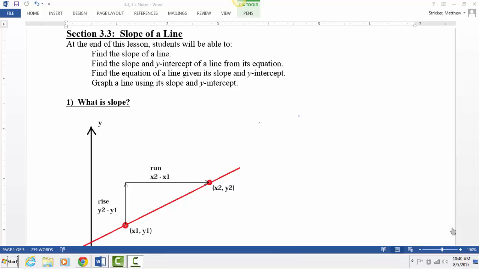This video covers sections 3.3 and 3.5 from your text. And looking at section 3.3 first, we're going to introduce the concept of the slope of a line and start to talk about how that slope affects the equation of a line.